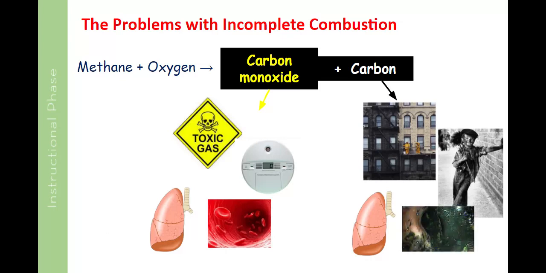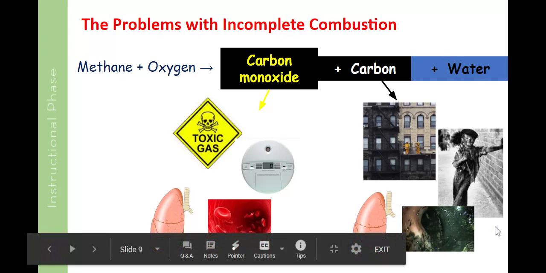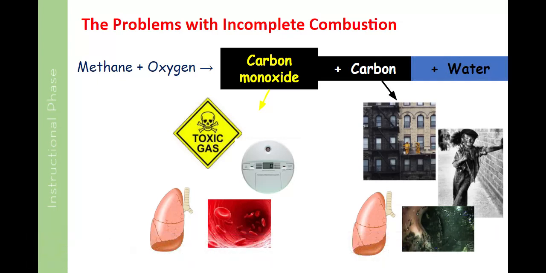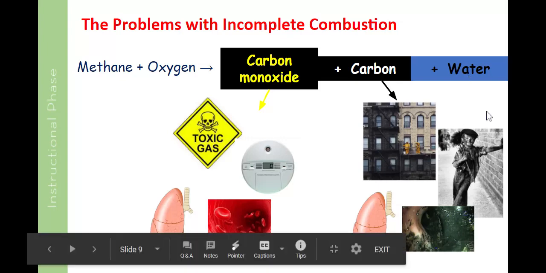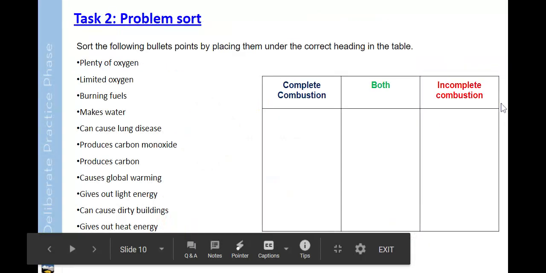Now, there's an image of a trachea, a windpipe, that shows what happens to the lining of your tissue over a long period of time if you do inhale carbon particles. And we know that incomplete combustion produces water, but that is fine. So we've got carbon monoxide, which is a toxic gas. We've got carbon that, if inhaled, can cause breathing difficulties.